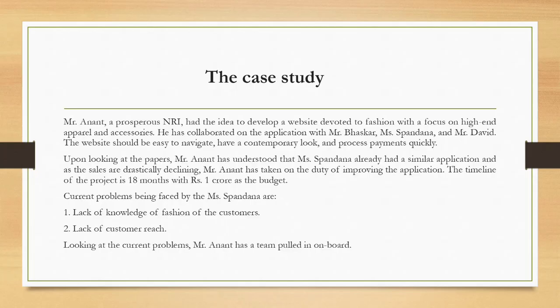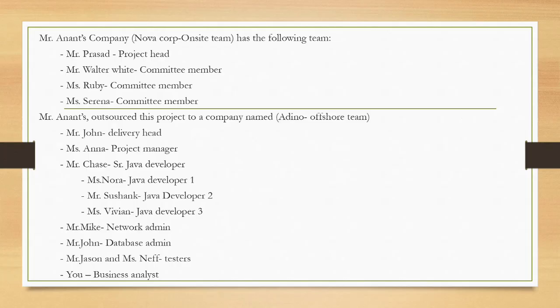Okay. So looking into these current problems of Miss Pandana's application, Mr. Anant pulled a team onto the board. Here comes the team: Mr. Anand's company is Nova Corpo Corp, with an on-site team. In this, Mr. Prasad will be the project head, and Walter White, Ruby and Serena, these three members, are committee members.